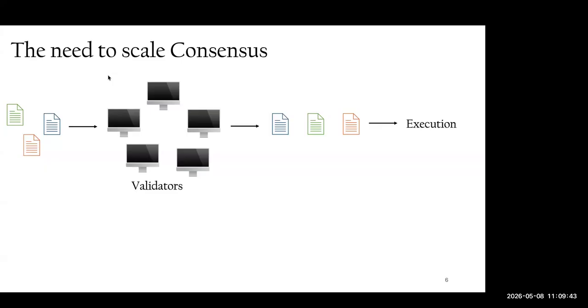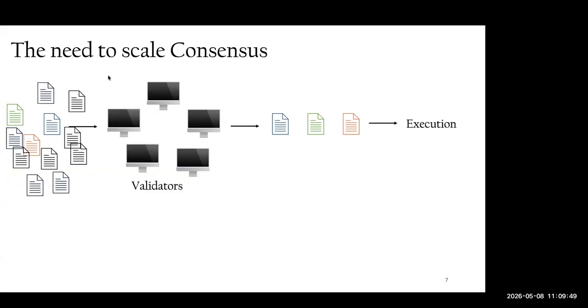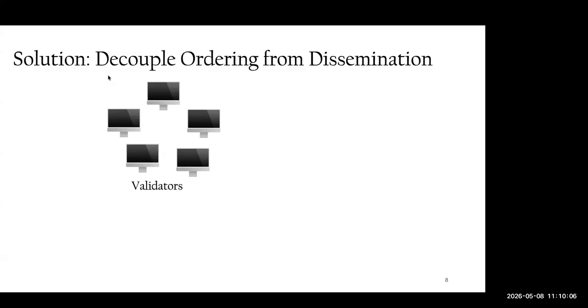But the problem is as more and more transactions keep coming in on the network on the left side, this consensus layer quickly becomes a bottleneck because all consensus protocols have a quadratic amount of communication and computation involved. So there is a big open question in consensus literature of how to scale consensus to handle more and more transactions to achieve higher throughput for blockchains. One technique that has been proposed to scale consensus is something that we call decoupling the ordering of transactions from the dissemination. So let's see what this means.